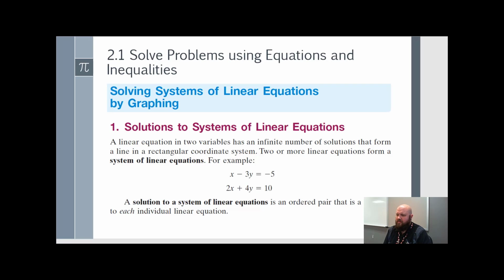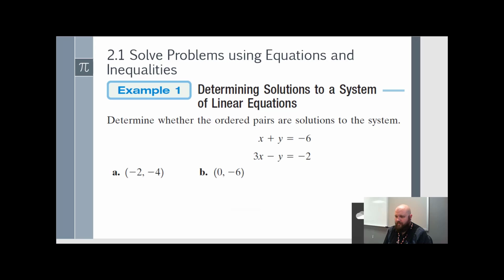A linear equation in two variables has an infinite number of solutions that form a line in a rectangular coordinate system. Two or more linear equations form a system of linear equations. For example, as we have here, x minus 3y equals negative 5, and 2x plus 4y equals 10. A solution to a system of linear equations is an ordered pair that is the solution to each individual linear equation. There's a lot of verbiage right there, but the main thing is you'll see what's going on. Don't be lost yet.